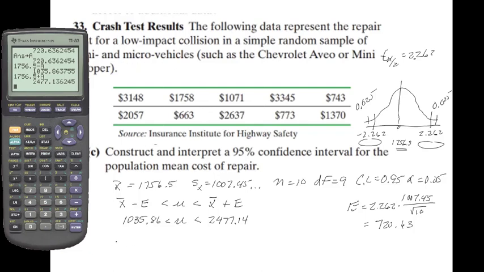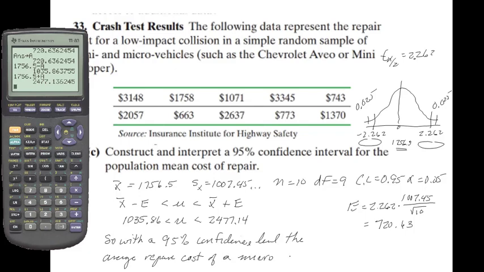So with a 95% confidence level, the average repair cost of a microcar, I've never heard it called that before, is between $1,035 and $2,477. Okay, so that's how you do it. And this is how you do it with lists.